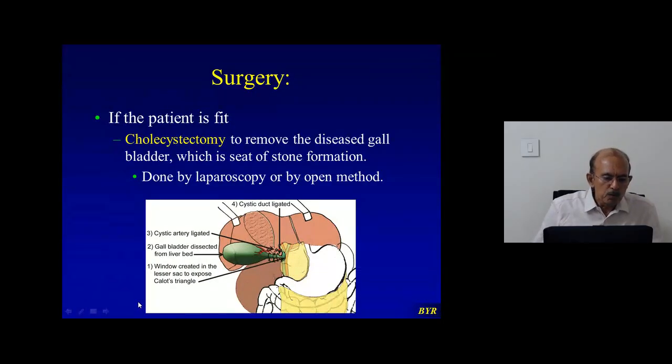Do we put a tube for acute cholecystitis? If you want to do cholecystectomy, there is no need for a tube. If you want to do a cholecystostomy, then the tube is placed in the gallbladder and left outside.